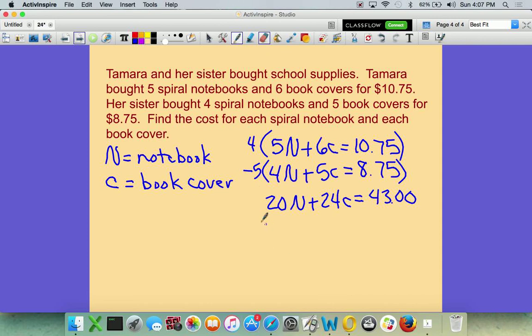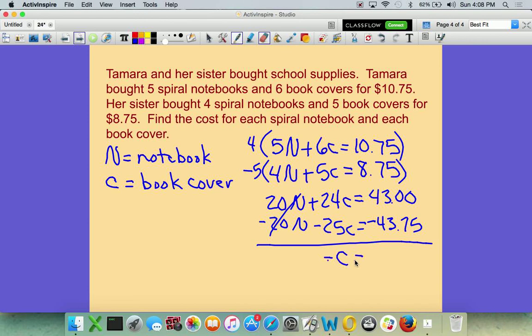And then negative 20n minus 25c equals negative, let's see what that is, 5 times 8.75 gives us 43.75. So then when we add these together, those go away. We've got a negative c equals negative 0.75. We'll multiply both sides by a negative 1. We get c equals 75 cents.